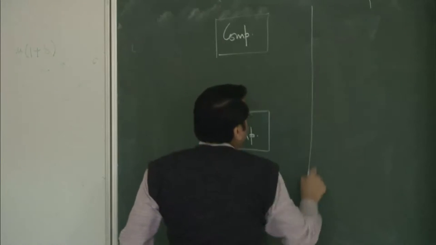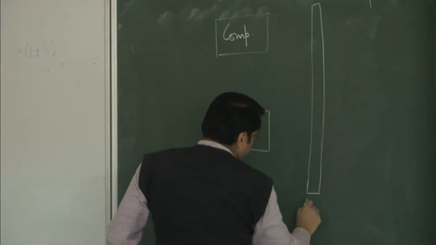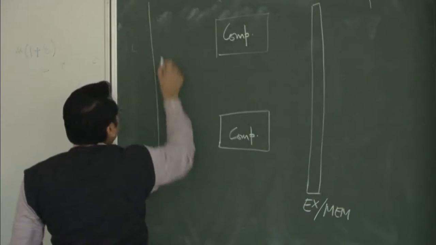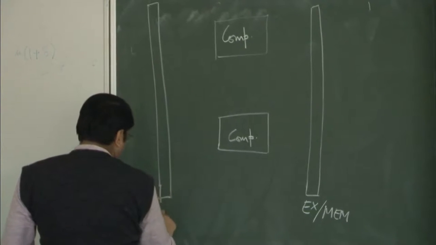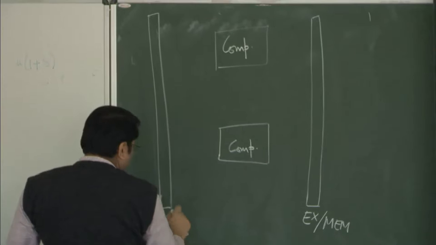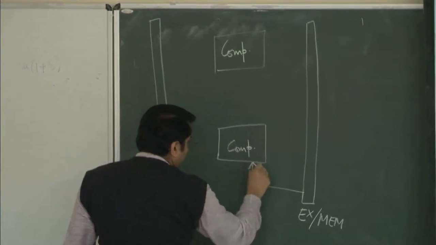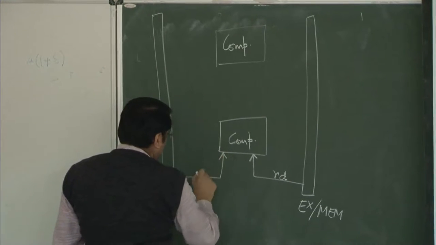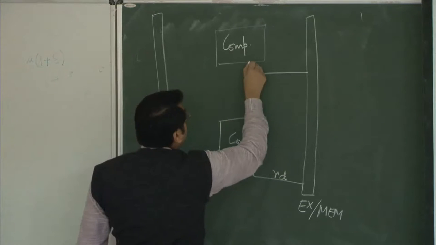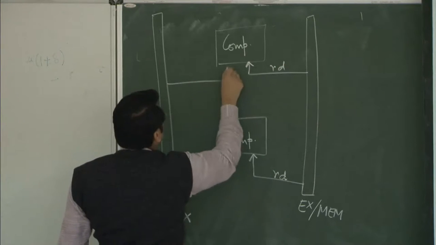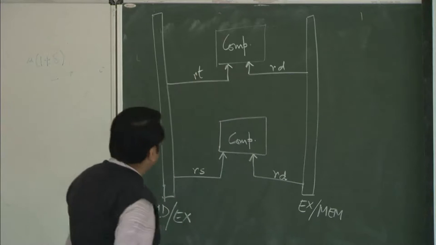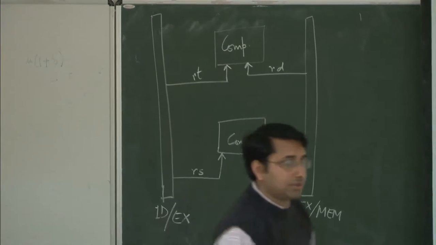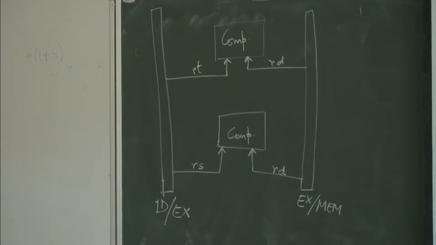And what does it compare? This is my EX/MEM latch. So it takes the register identifier RD and compares it with RS. RD, RT. So it tells me a yes or no answer, the comparator. So how do I use it?